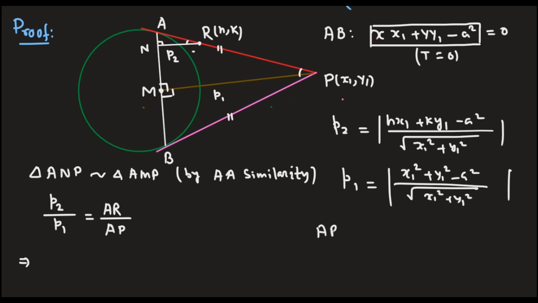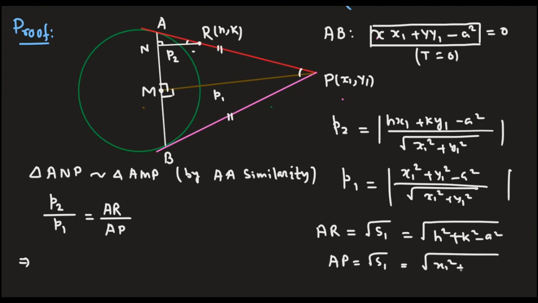AR is the length of the tangent. It is nothing but root over S1. Here the coordinate is h comma k, so we put it in the circle equation: h square plus k square minus a square. Now we calculate AP, which is root over S1, but here the point is x1 y1, so it will be x1 square plus y1 square minus a square.